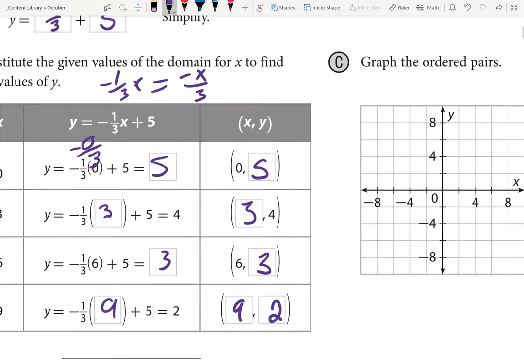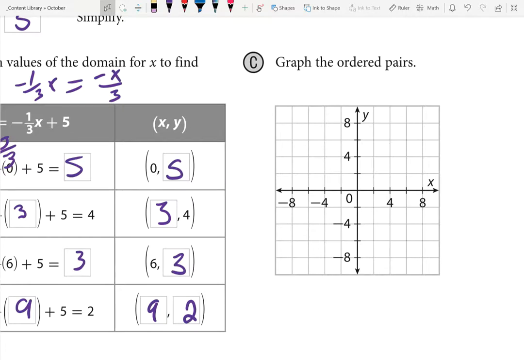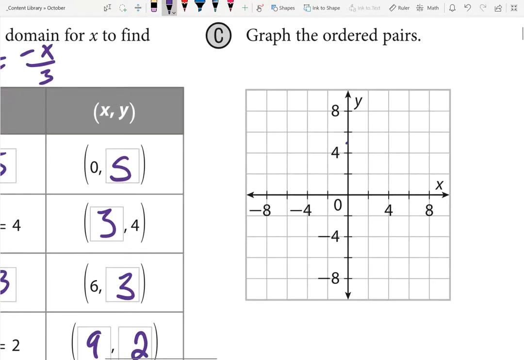So now you have the points that go on your graph. You've got 0, 5, which will go, let me zoom in. 0, 5 will go right here because notice these are going by 2. We got 2, 4, 6, 8. So 5 is going to be right in the middle. 0, 5. 3, 4 is going to go right here. 6, 3 is going to go there. And 9, 2 goes here.